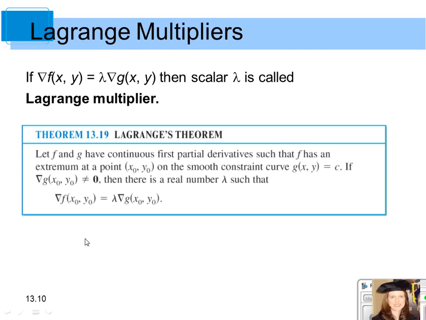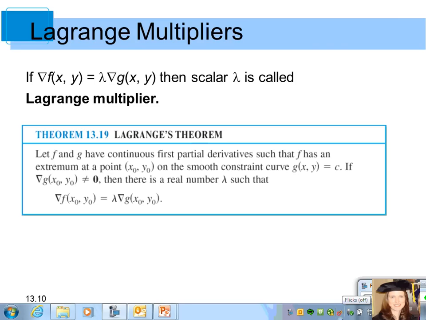So we're looking at the scenario where the gradient of the f of xy function, that's the gradient of the objective function, is going to be parallel to the gradient of the constraint function. So if it's parallel, then it's equal to some scalar multiple of the gradient of the constraint function. So in this, we are using the symbol lambda to denote that scalar, the Lagrange multiplier.